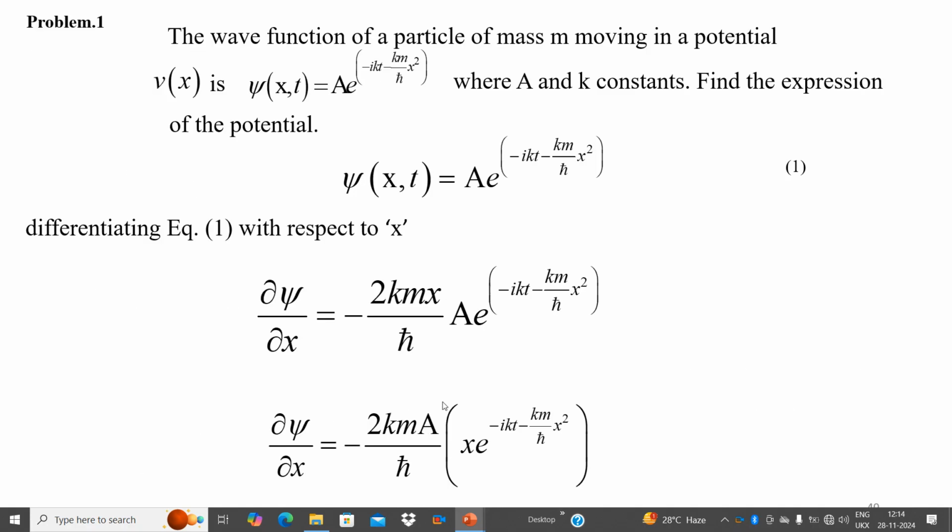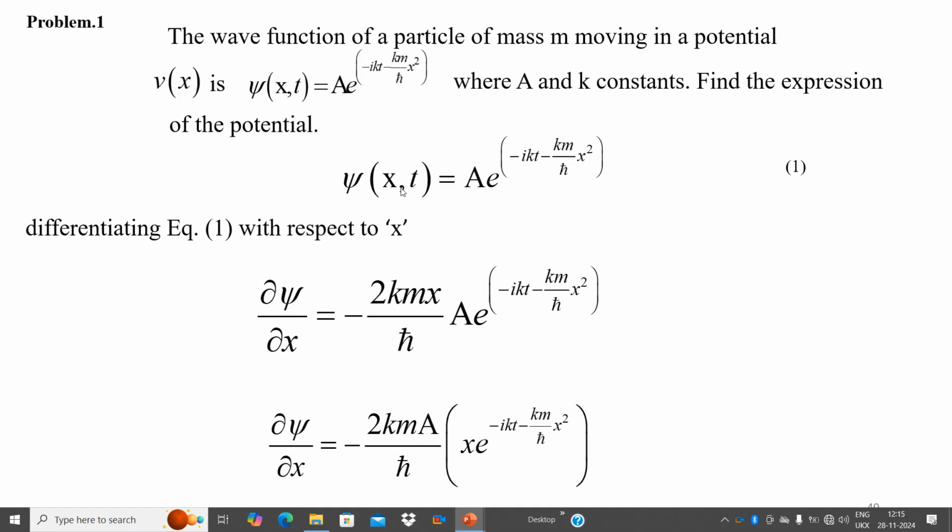Now let us try to solve one problem. The wave function of a particle of mass m moving in a potential V(x) is given by the wave function ψ(x,t), which is equal to A e power minus i [k t minus k m by ħ x squared]. Here A and k are constants. Find the expression of the potential. So we are going to find out the potential.